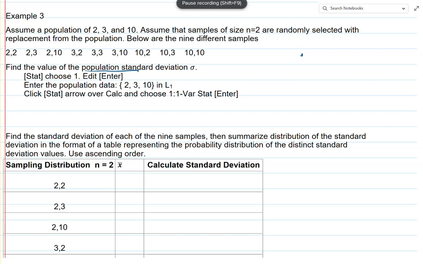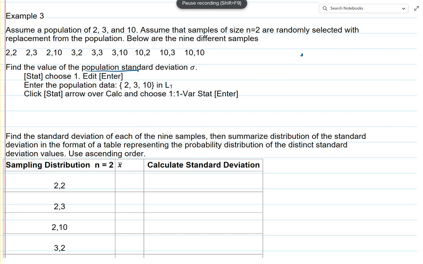So what it's saying, it is definitely independent because you can get the same item out twice. So then we're going to notice that they gave us the 9 different samples, and we understand them now because we've done a couple. The 2, 2, the 2, 3, the 2, 10, the 3, 2, the 3, 3, the 3, 10, the 10, 2, the 10, 3, the 10, 10.